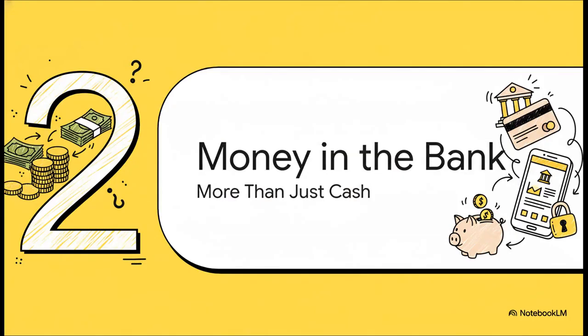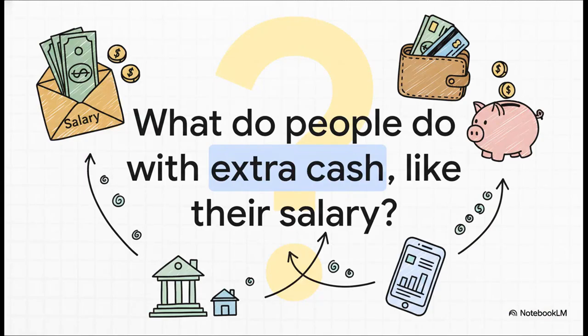Okay, now let's think. Do we keep all our money as cash? No, right? Most of us use banks. So let's explore this second very important form of modern money. People often have extra cash. For example, when someone receives their salary at the beginning of the month, they don't need to spend it all at once. So what do people do with this surplus money?